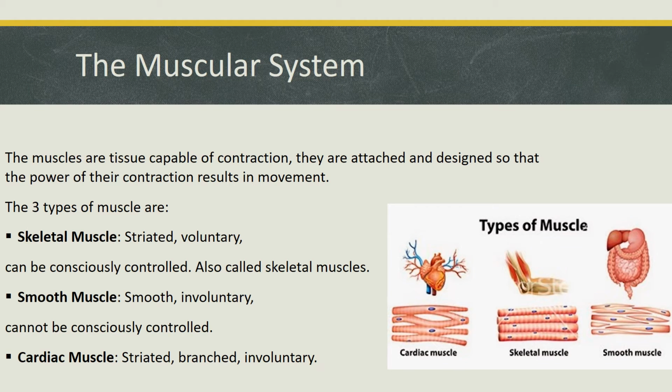The muscular system. The muscles are tissue capable of contraction. They are attached and designed so that the power of their contraction results in movement. There are 3 types of muscles: skeletal, striated, voluntary, can be consciously controlled, also called skeletal muscles. Smooth muscle, smooth, involuntary, cannot be consciously controlled. And cardiac muscle, striated, branched, involuntary.